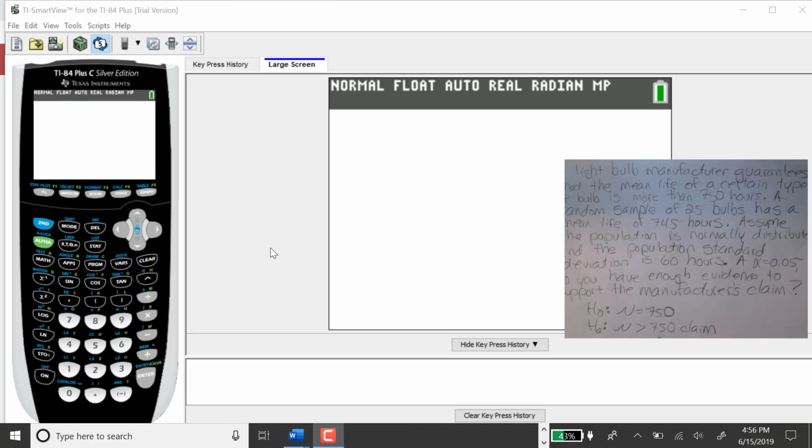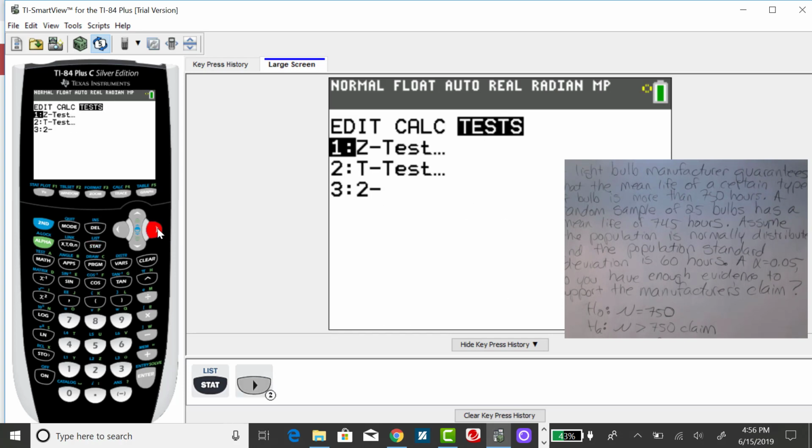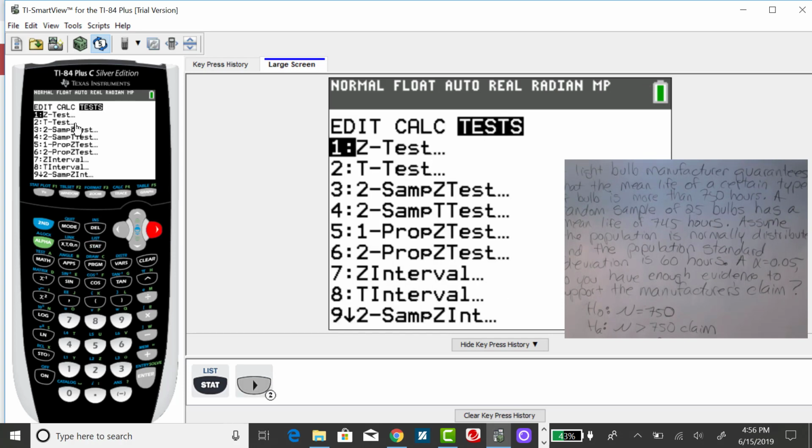So to get the test statistic, or the z-score, and the p-value, you press stat, right arrow over to tests. The first option is the z-test. That's a single sample test for the mean when sigma is known, and the assumptions are met to use the normal distribution, specifically the central limit theorem.